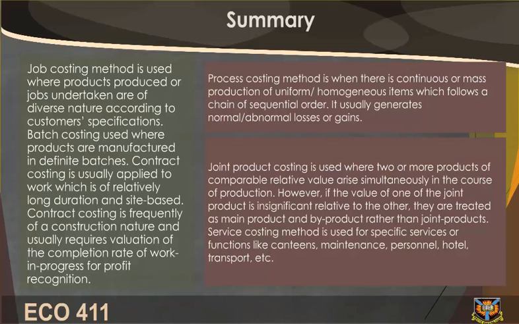Joint product costing is used where two or more products of comparable relative value arise simultaneously in the course of production. However, if the value of one of the joint products is significant relative to the other, they are treated as main product and byproduct rather than joint products. The service costing method is used for specific services or functions like canteens, maintenance, personnel, hotel, transport, and so on.